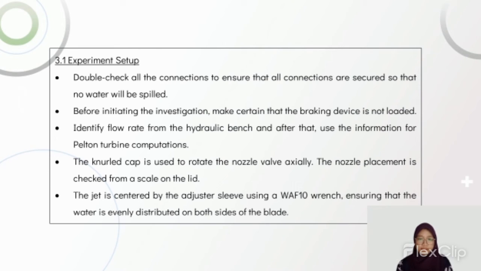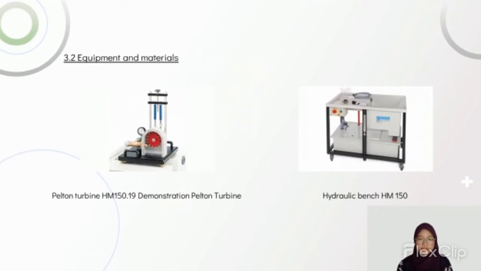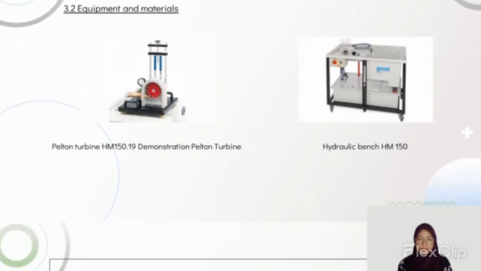The jet is centered by the adjuster sleeve using a WAF-10 wrench, ensuring that the water is evenly distributed on both sides of the blade. The equipment and materials needed for this lab activity are the Pelton turbine HM150.19 demonstration Pelton turbine and hydraulic bench HM150.